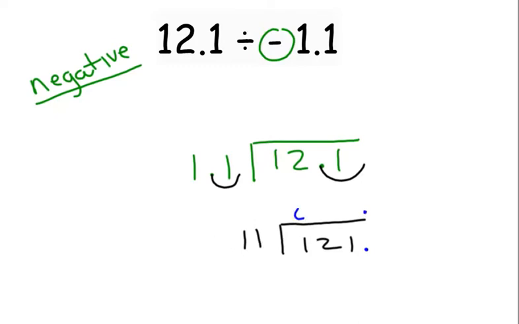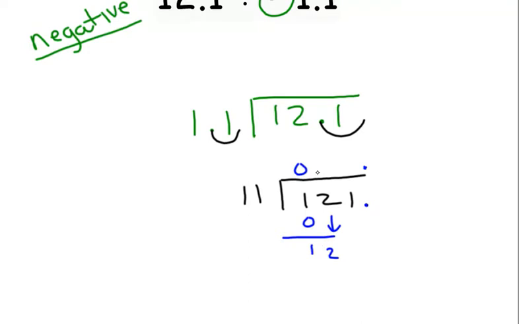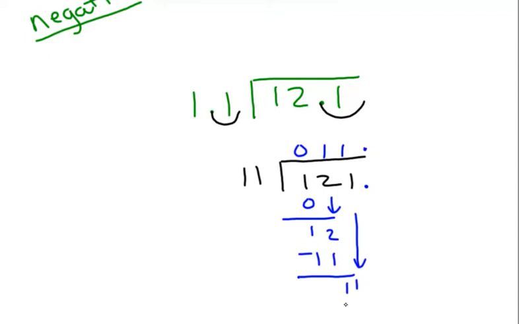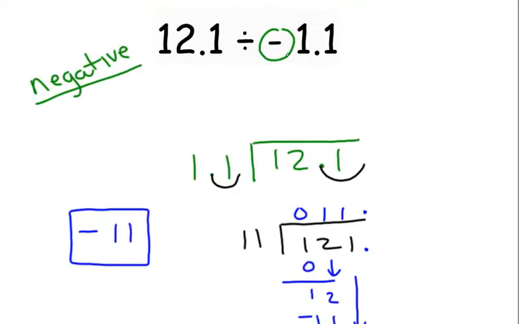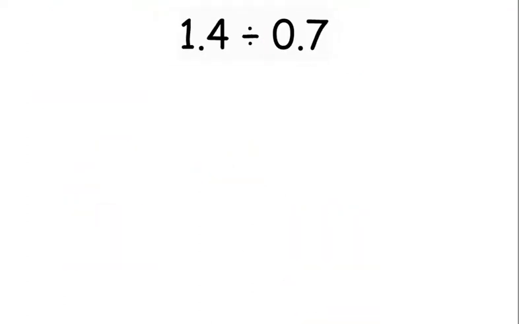So 11 goes into 1 0 times, subtract, bring down the 2. 11 goes into 12 one time, subtract, bring down the 1, and 11 goes into 11 one time. Subtract 0. Nothing else to bring down. Now, my answer is negative 11 because if I go back up to my problem, I had a positive divided by a negative. So here I have a positive divided by a positive.